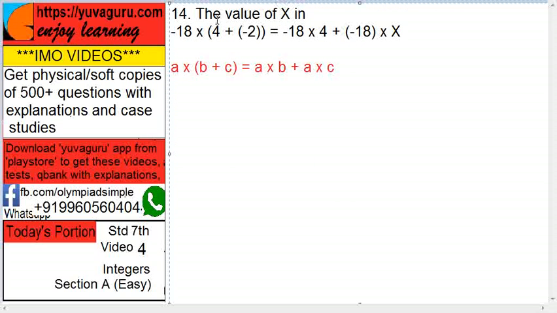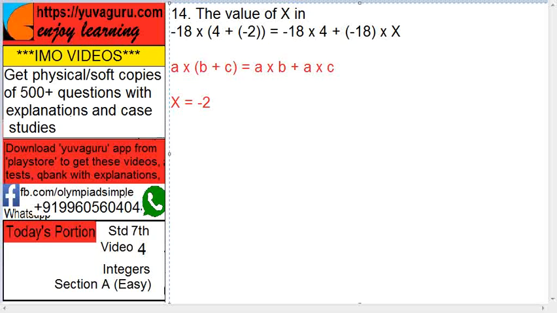Find the value of x in minus 18 into 4 plus minus 2 equals minus 18 into 4 plus minus 18 into x. This is of the type a into (b plus c) equals a into b plus a into c. This a goes to both b and c. So minus 18 into 4 plus minus 18 into minus 2. So x is minus 2.